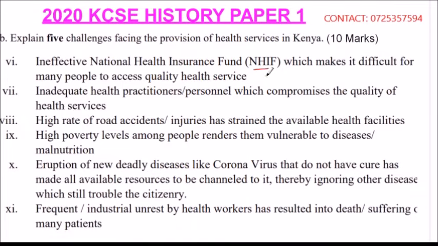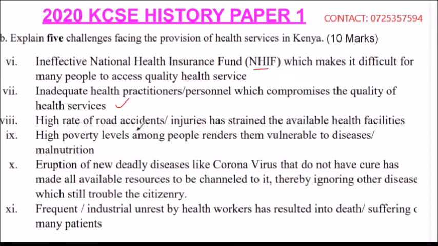So there is also corruption in this. This is the National Health Insurance Fund. People steal money from that, and therefore it is not able to sustain health services to the people. Number 7, inadequate health practitioners and personnel, which compromises quality. We do not have enough personnel in hospitals. And sometimes they go on strike.